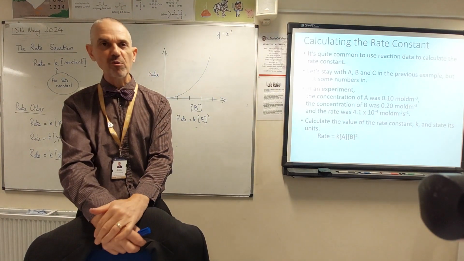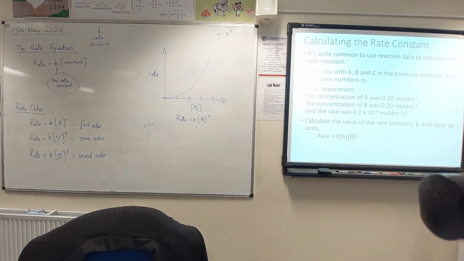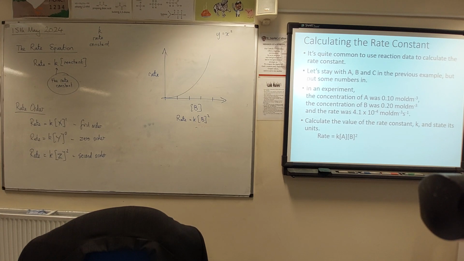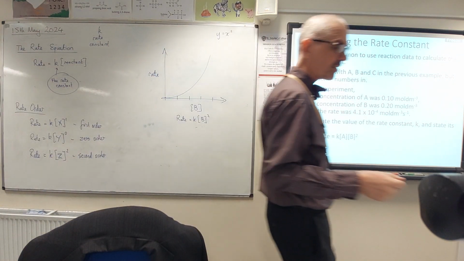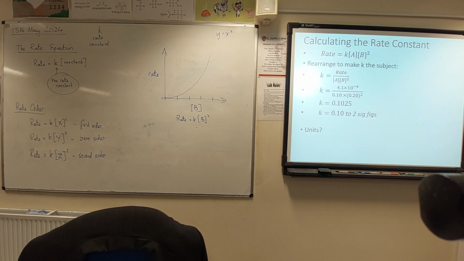Calculate the rate constant for me now. And state its units, please. You do that now. How many sig figs are used in the question, Kobe? So it's 2 then.